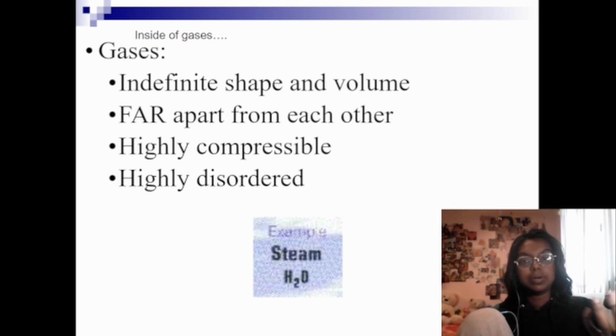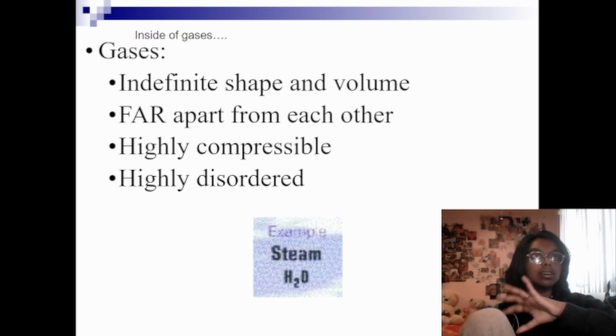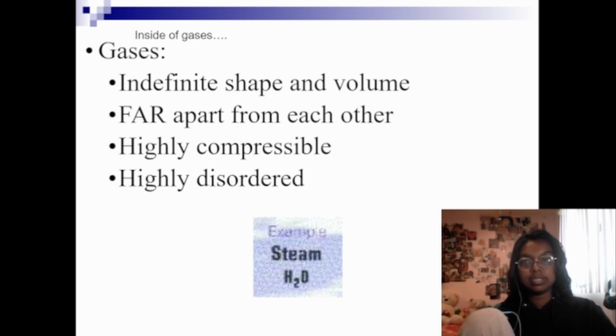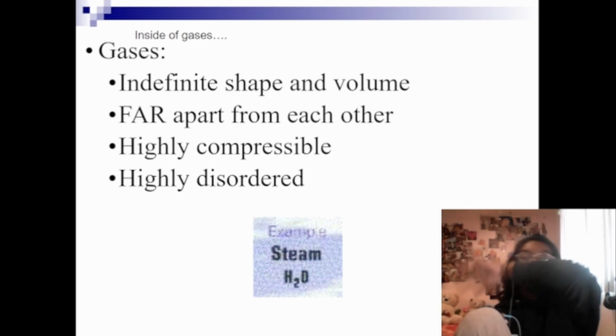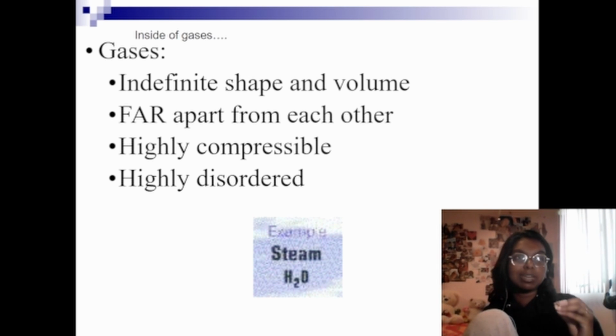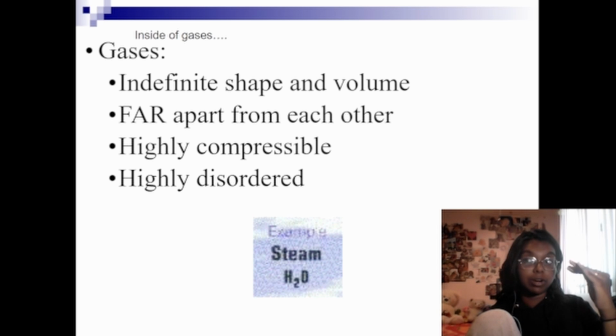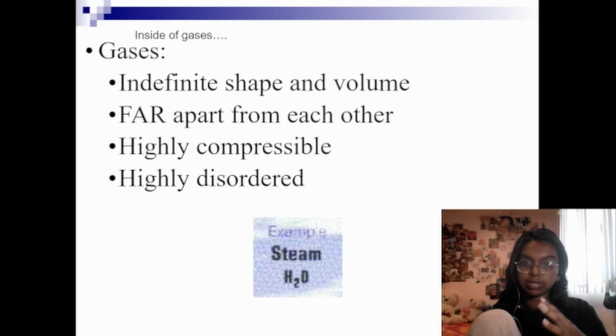Gases have an indefinite shape and an indefinite volume, right? So if you put a gas in a container, it's going to fill the entire container. You move it to a different container, it's going to fill that entire container. So no definite shape, no definite volume. And they're far apart from each other, so you have a gas particle here, another one over here, another one over there. They're highly compressible, so you can put pressure on them and the particles will come closer together. And they're highly disordered; they're moving all over the place, right?